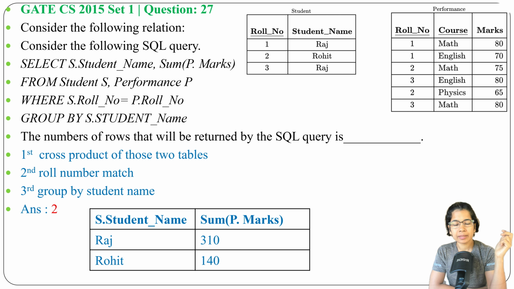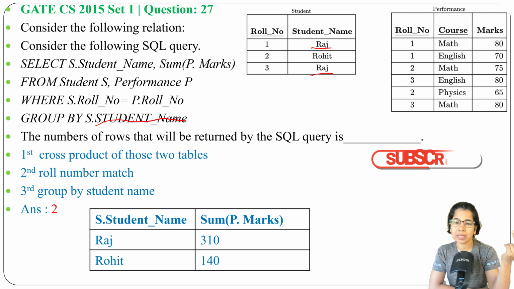This is a little tricky question. If you do not notice the names are the same, you might write the answer as 3. But this is wrong, as there are duplicate names and it is group by student name, so it will give 2 rows as output.